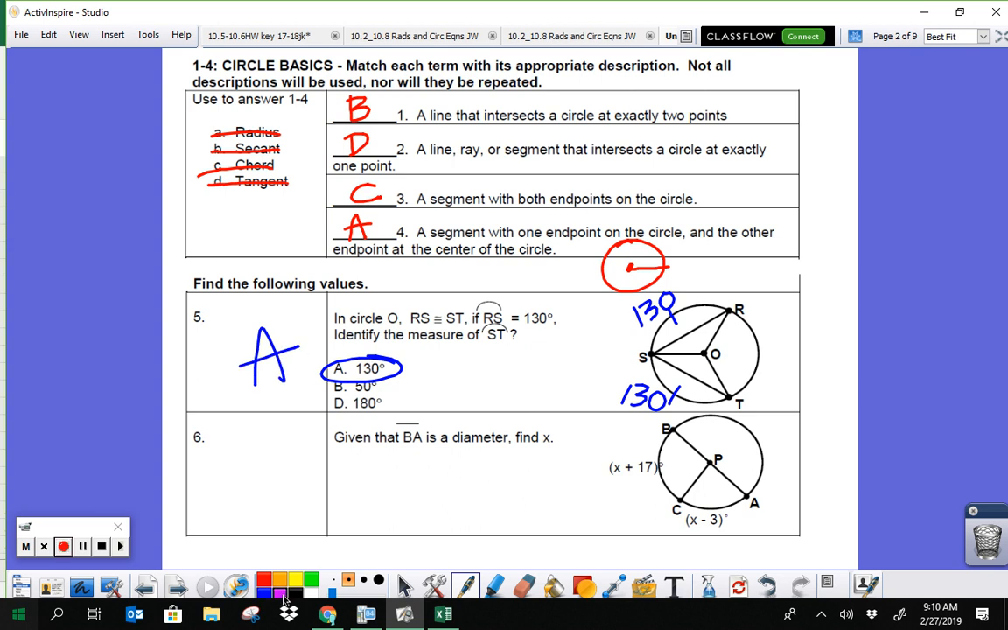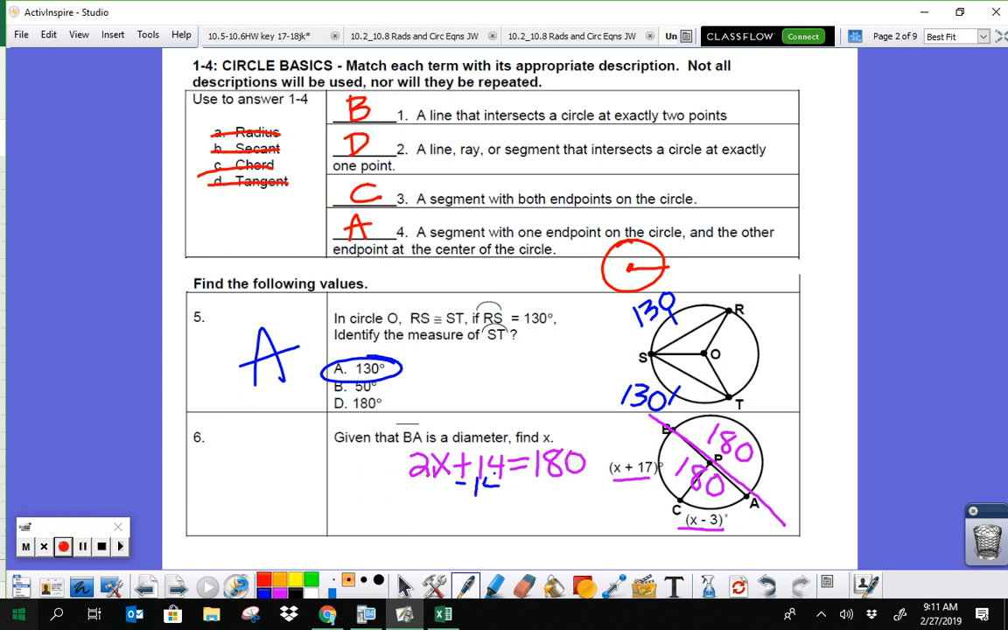Alright, number 6. Given that BA is a diameter, find X. Okay, so BA right here, it's saying that's a diameter, which means it's cutting this circle in half. So this side is 180 degrees, and this side is 180 degrees. So what I'm going to do is take these two pieces and add them together and set them to equal to 180. So x plus x is 2x. 17 minus 3 is 14. And that equals 180.